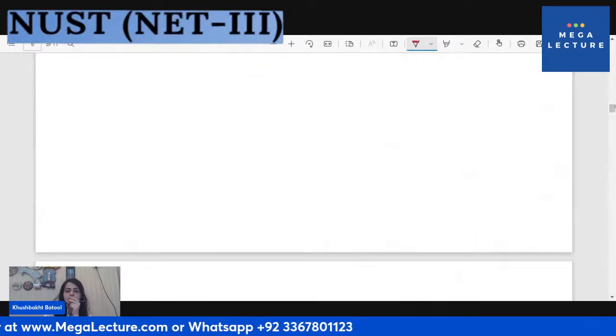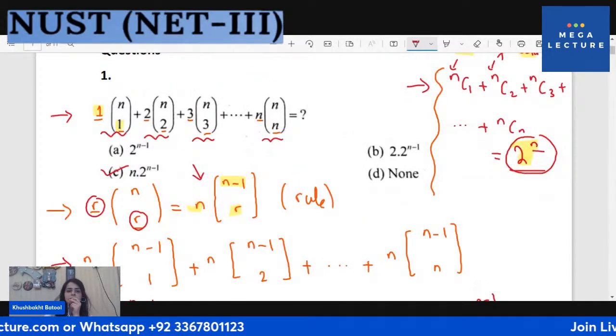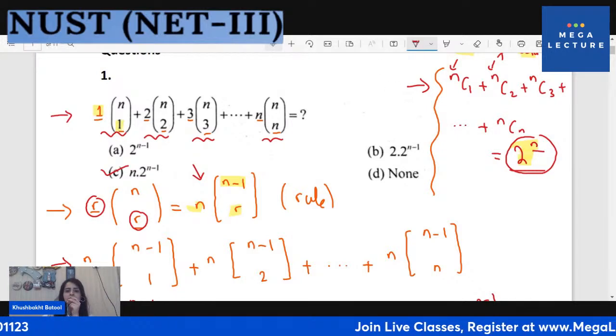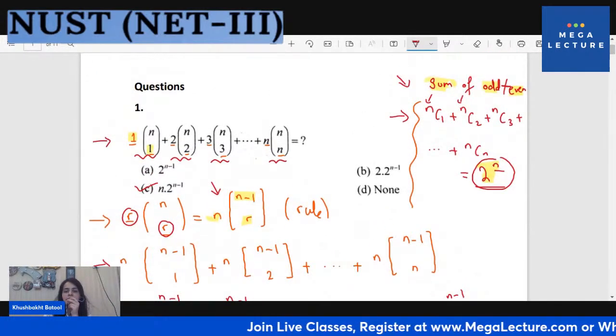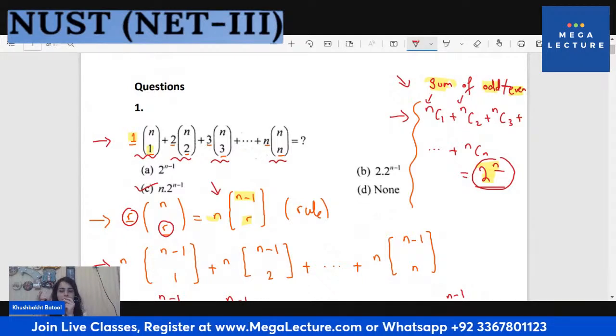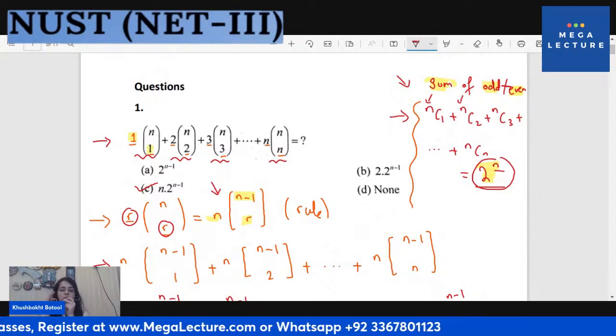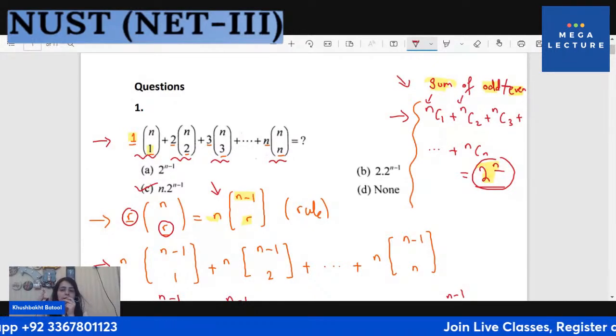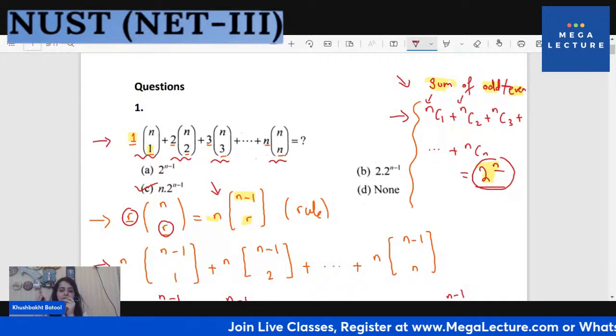Let's start from the beginning, because in the beginning we had some questions which some of the students find difficult. So the first rule that we studied today is the sum of odd and even coefficients adds up to give you 2 to the power n. The sum of odd terms only is 2 to the power n minus 1. The sum of even coefficients only gives you 2 to the power n minus 1.